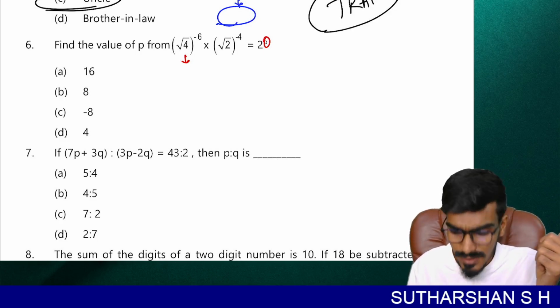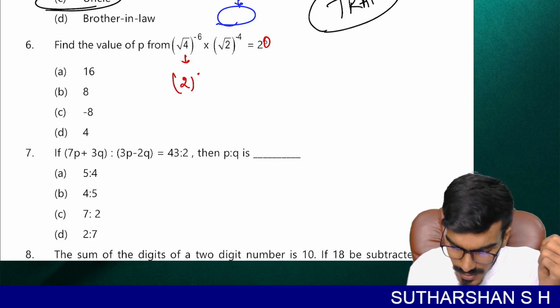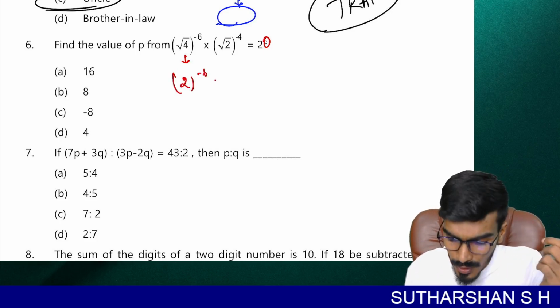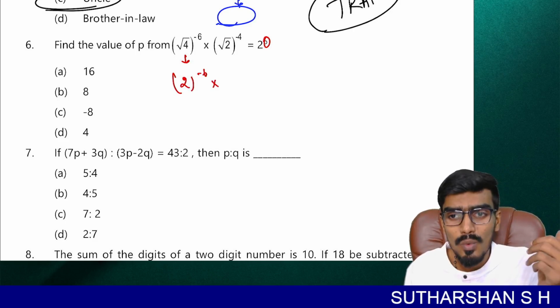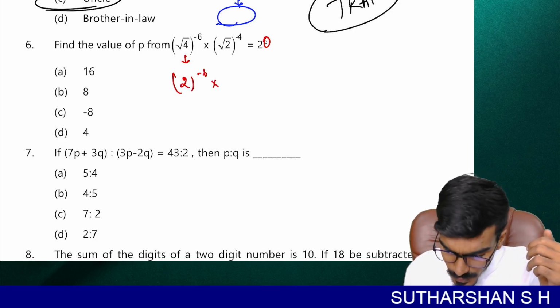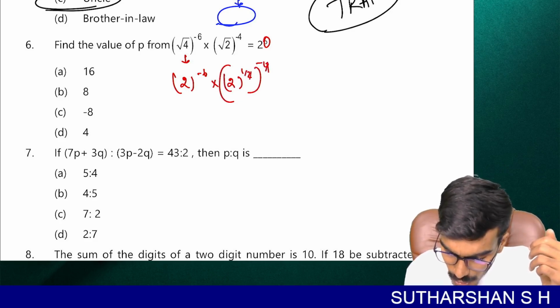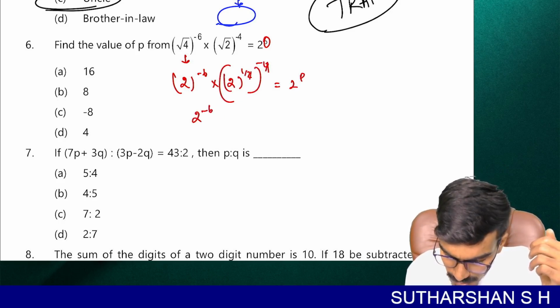Root 4 power minus 6, this can be written as 2 power minus 6. Root 2 I can write as 2 power 1 by 2, whole power minus 4, which, if you cancel, gives 2 power minus 2. So 2 power minus 6 into 2 power minus 2 is equal to 2^p, which is 2 power minus 8.